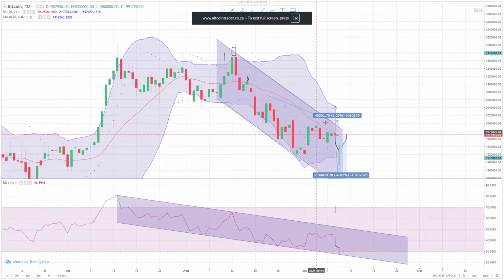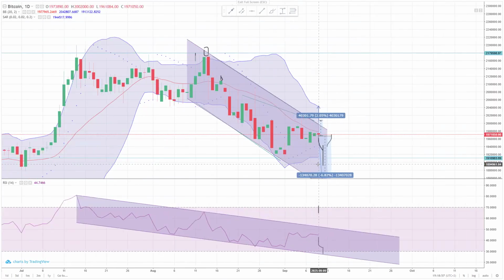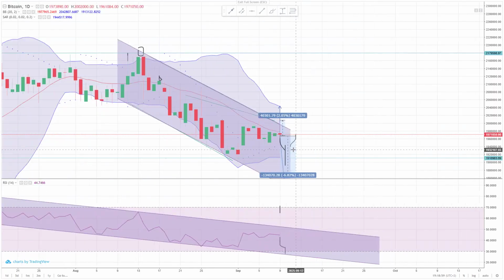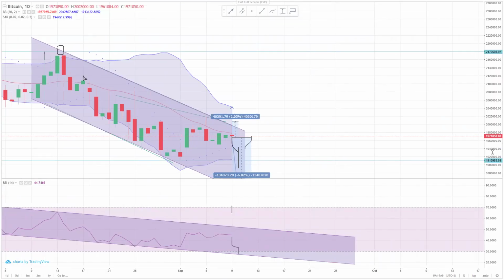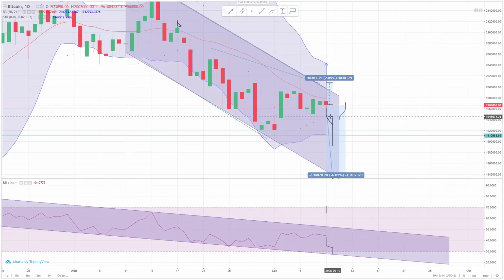All right, so we see there's a resistance line on the Bollinger Bands. There's a resistance line on the general downward trend. There's a support line. There's the parabolic SAR. The parabolic SAR is different on the 30-minute graph. On the 30-minute graph, it's at the top. On the one-day graph, it's at the bottom. What does that mean? It just means we're working with different time frames.